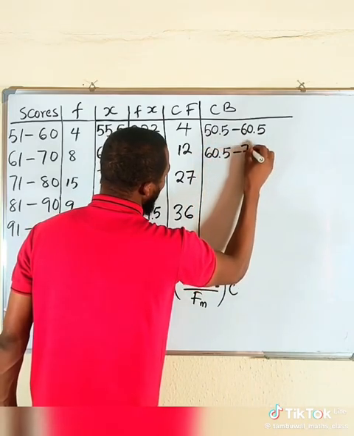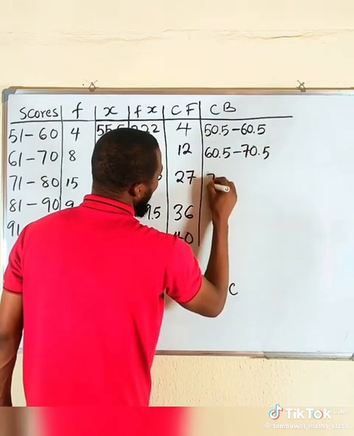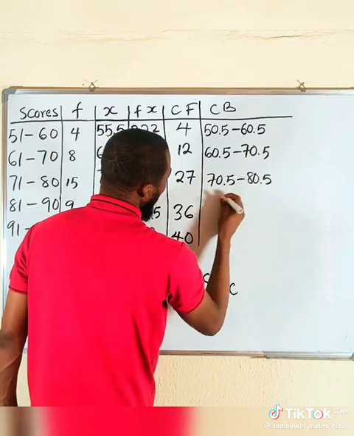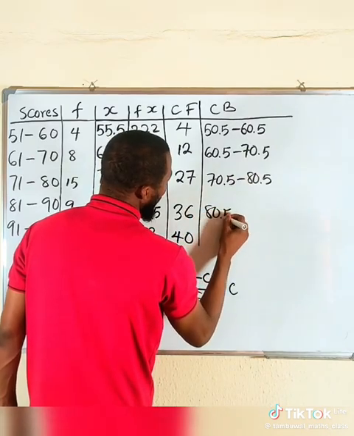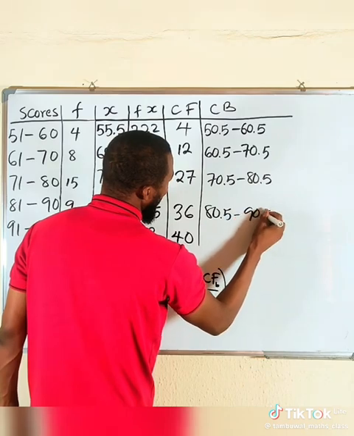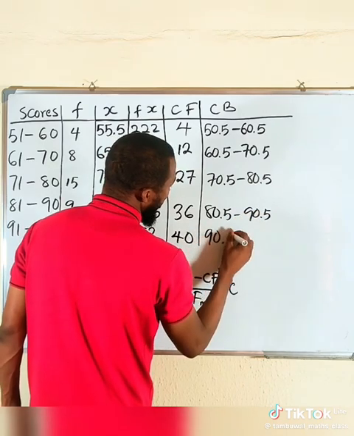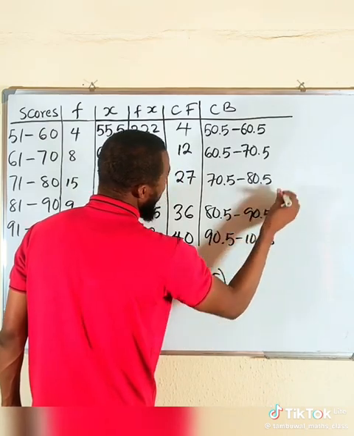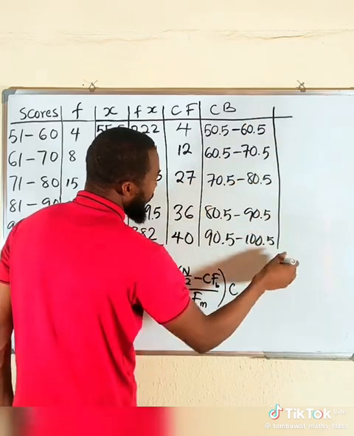This is going to be 60.5 to 70.5, 70.5 to 80.5, 80.5 to 90.5, 90.5 to 100.5. So this is our class boundaries.